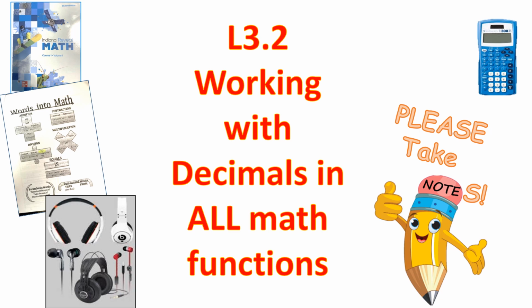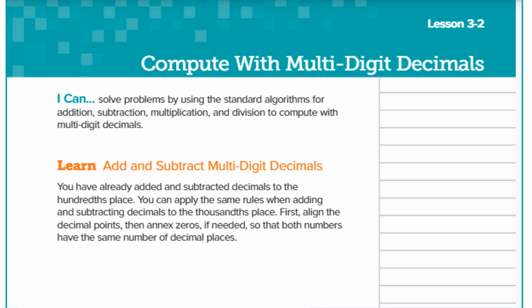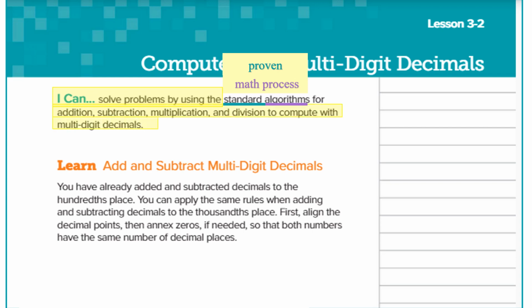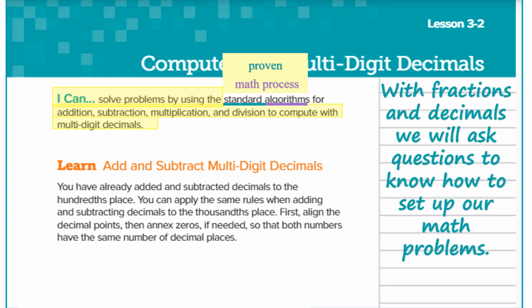So when we look at our I can statement for lesson 3.2, it's: I can solve problems by using the standard algorithm. And once again, like we said in the last lesson, don't let that confuse you. It's just a proven math process. So I'm going to be able to solve problems using these proven math processes with the four functions of math: adding, subtracting, multiplying, and dividing, with decimals. So we should be okay as long as we can go through the steps that I'm going to teach you.